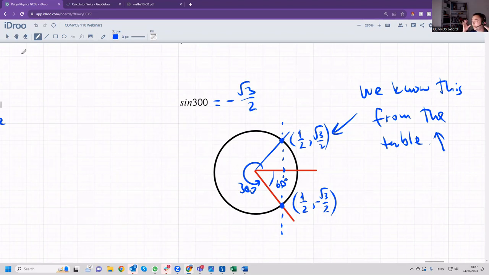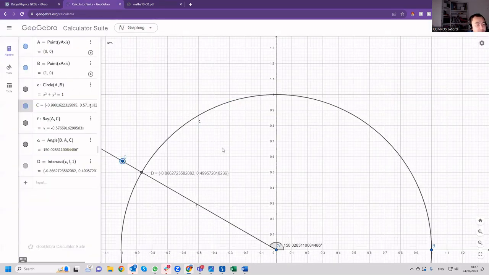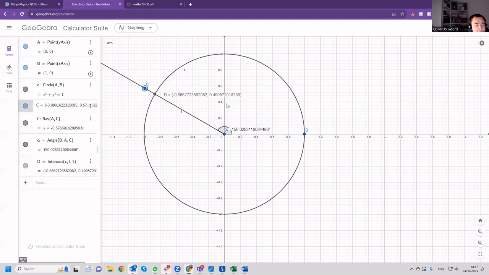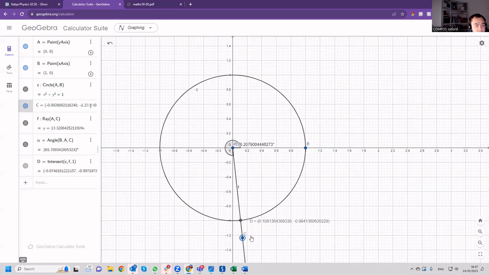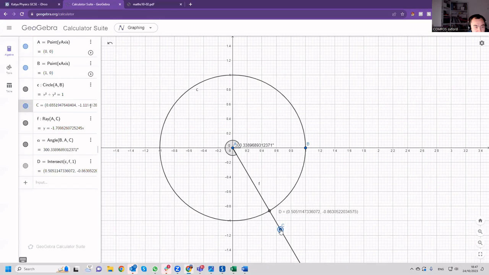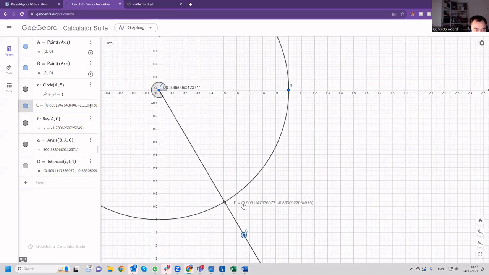What I want you to do is be able to work with this circle and really understand it. Let's have a look. So we had 150, and now we go 300 degrees. Yes, beautifully, it's 0.5 and minus 0.866. Minus square root of 3/2. That is cool.